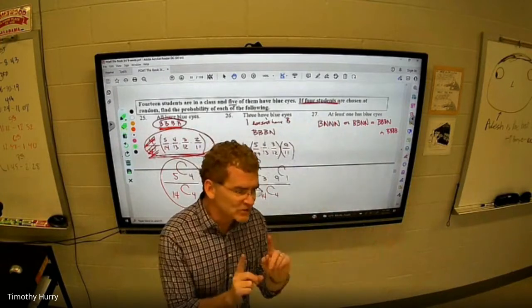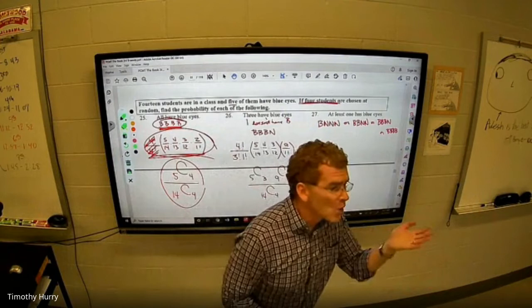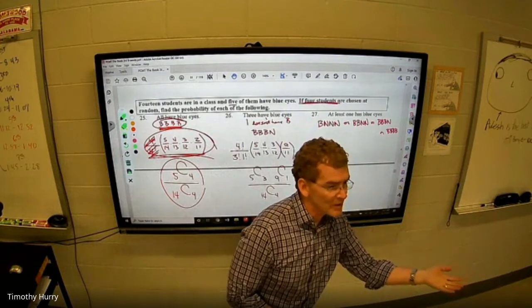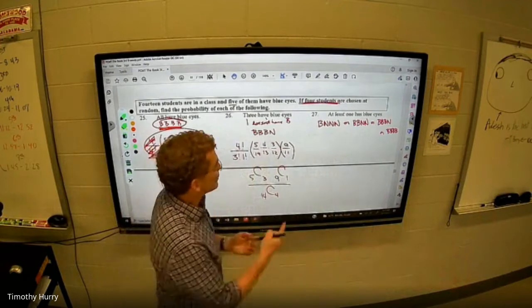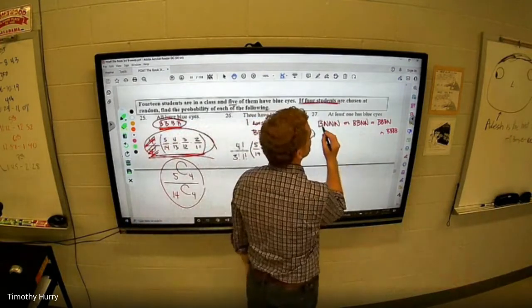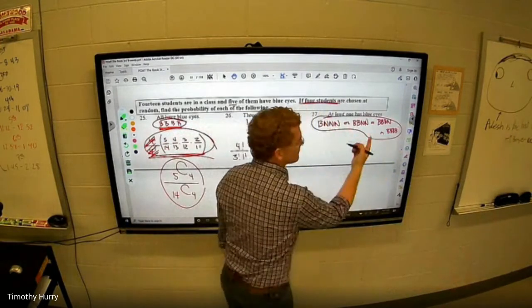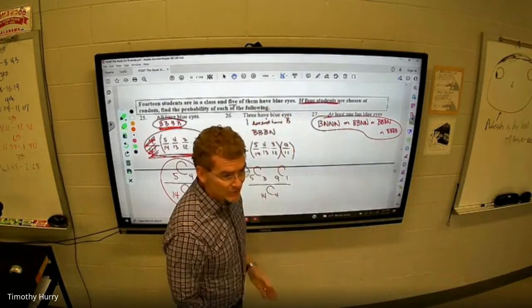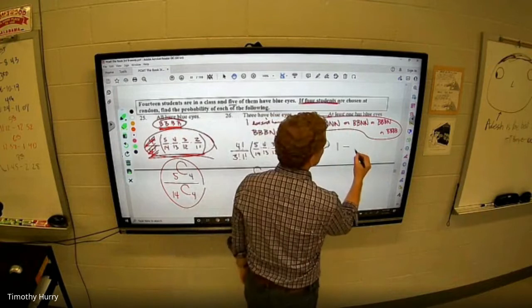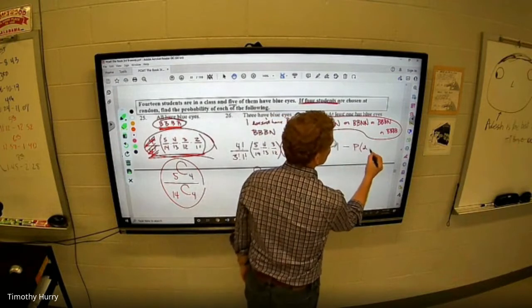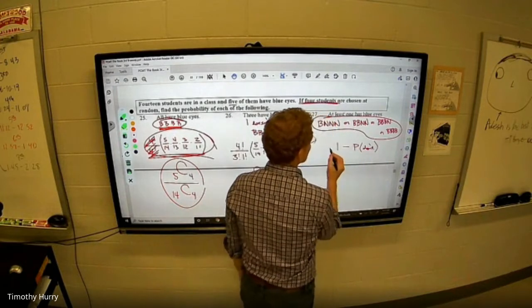Well, probability deals in 1. So if the probability is 1/10 that it rains, what's the probability that it doesn't rain? 1 minus a 10th, 9/10. Well, if I have to do all of this to find the probability of success, wouldn't it be easier to just go 1 minus the probability that I don't succeed here to get success?